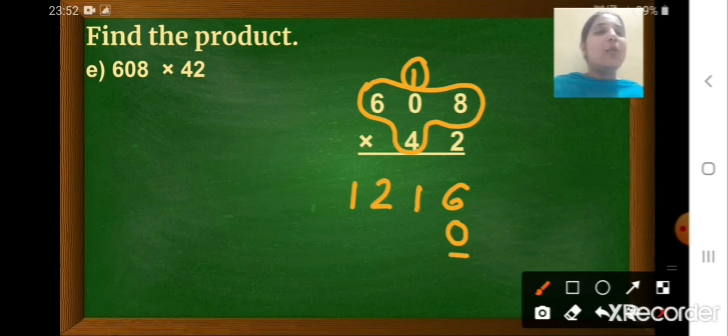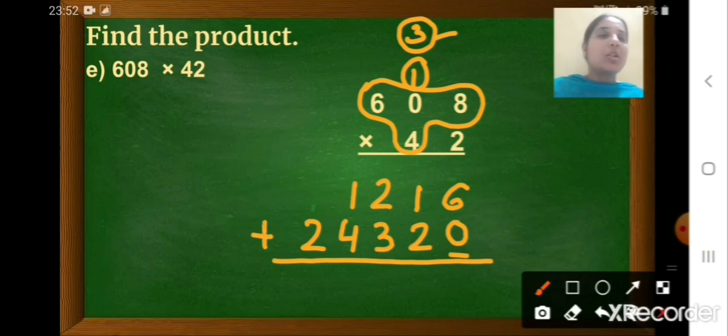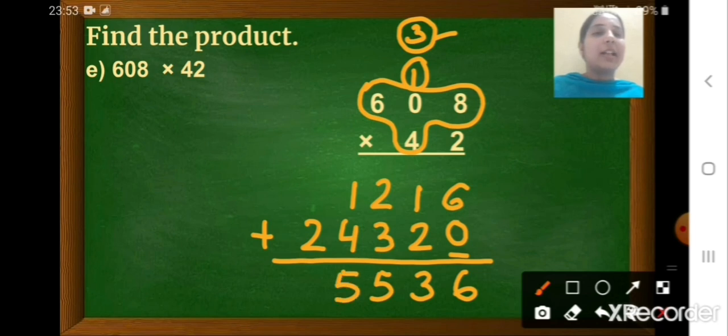Now 8 4s are 32. So 2 we will write here and 3 will be carried over to the tens place. We added to 0, 3 only. And now 6 4s are 24. So that we will write here and now we'll add them. So 6 plus 0 is 6, 2 plus 1 is 3, 2 plus 3 is 5, 4 plus 1 is 5 and 2.